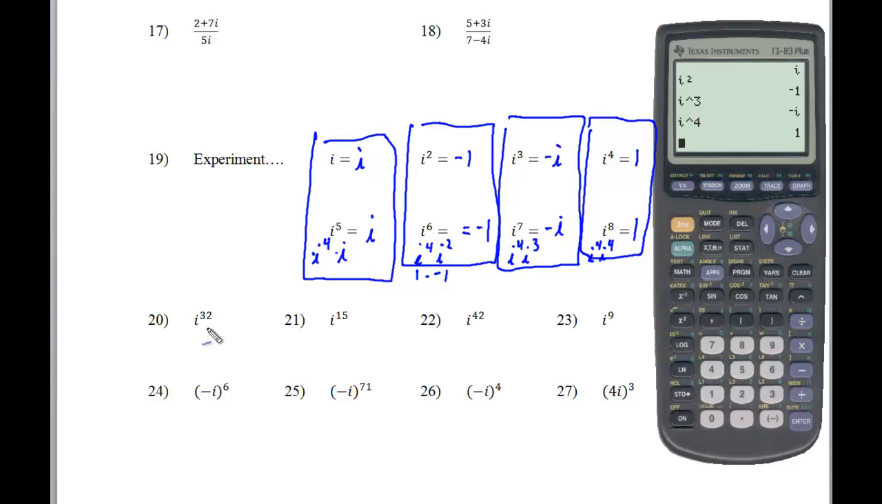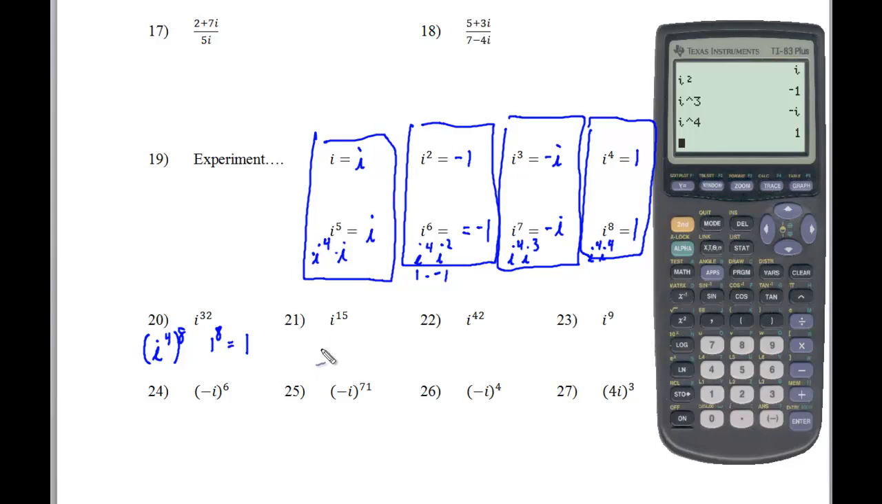So I'm looking for a multiple of 4. For example, i to the 32nd power can be written as i to the 4th, how many times? I can write this 8 times. So this is i to the 4th to the 8th power. i to the 4th is 1, so 1 to the 8th power is just 1.